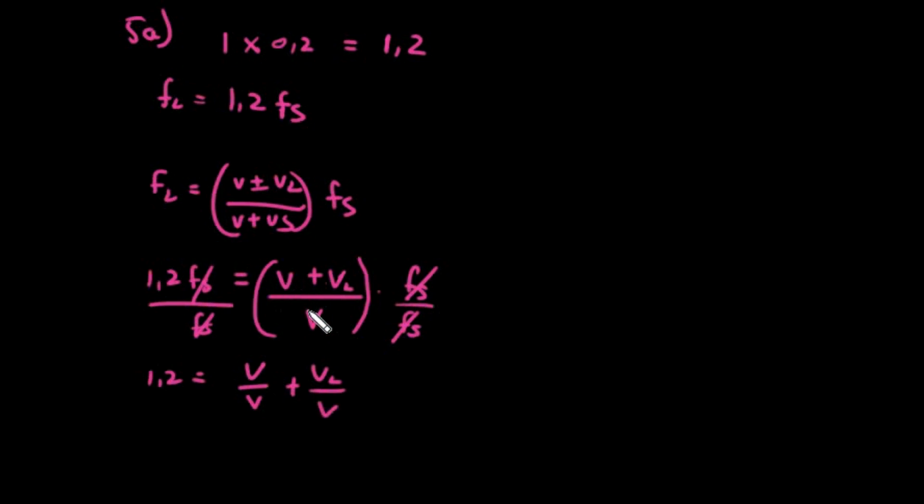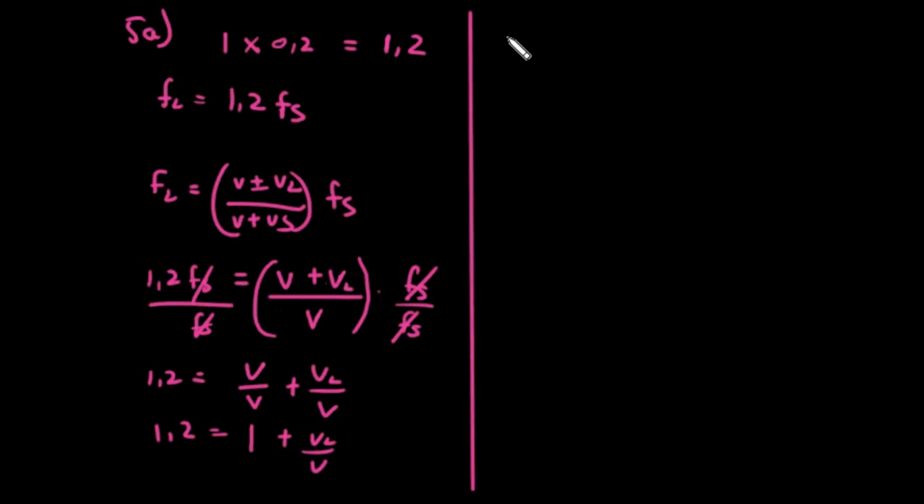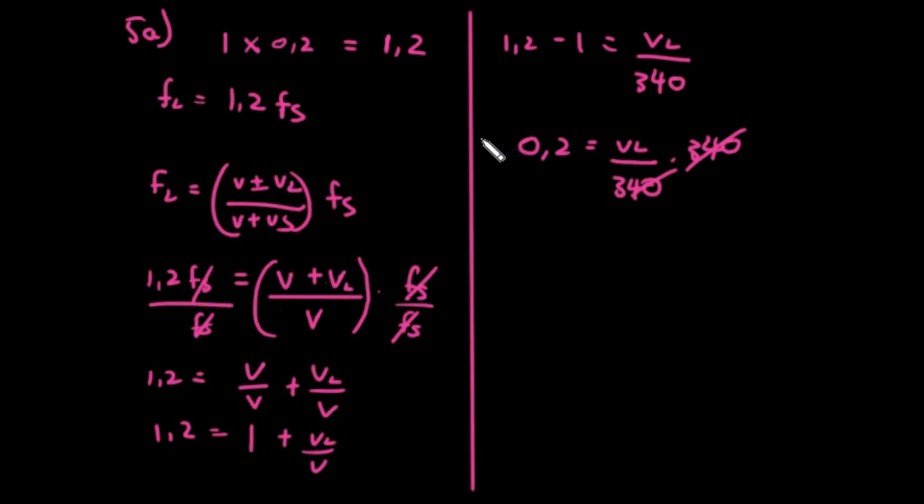We can see that v over v equals 1. Therefore, 1.2 minus 1 equals v_L over v, assuming the speed of sound is 340 meters per second. So 0.2 equals v_L over 340. Multiplying both sides by 340, we get the velocity of the listener, Cecil, to be 68 meters per second. Perfect, that was quite a simple question.